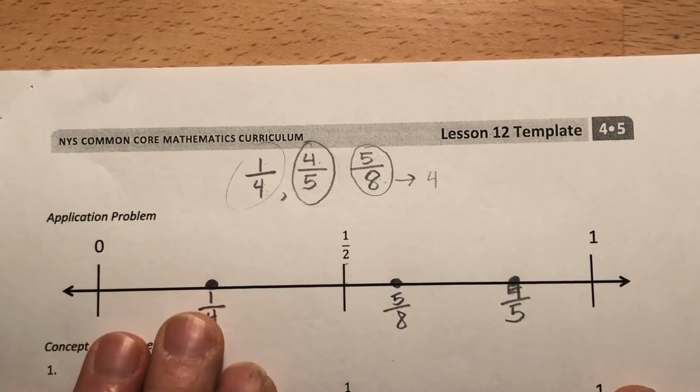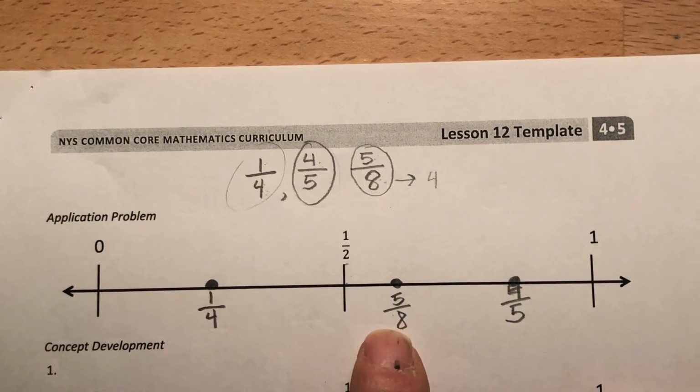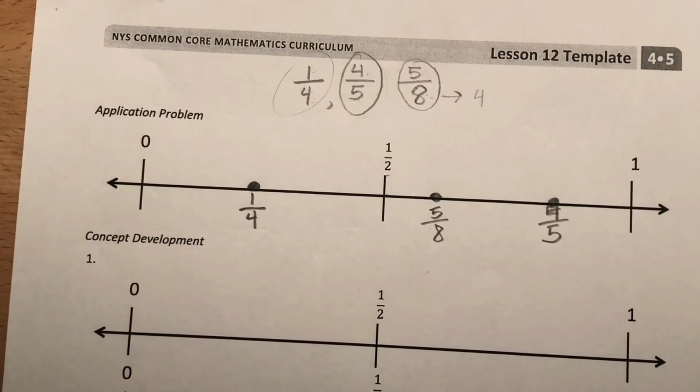I know that 1/4 would be the lowest. I know that 5/8 would be in between, and I know that 4/5 would be the highest. All right, I hope you understand that concept pretty well.